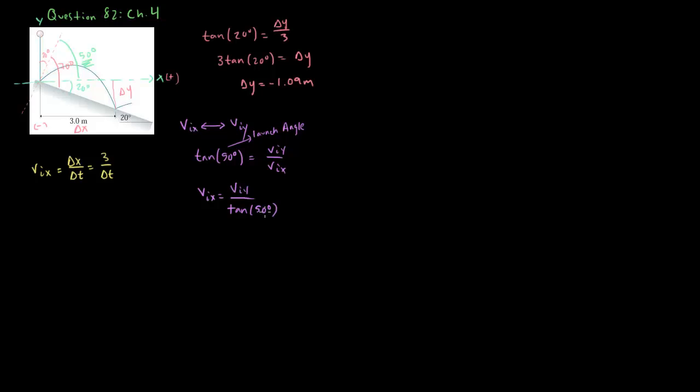I'm going to go ahead and take this and substitute it in for there. So I should get velocity initial y divided by tangent of 50 degrees is going to equal 3 over delta t. I'm going to multiply that over, so I should get velocity initial y is going to equal 3 tangent of 50 degrees divided by delta t. I'm sorry, let me go ahead and erase that. That should be delta t, right? Because there's a delta t there. I just messed that up.